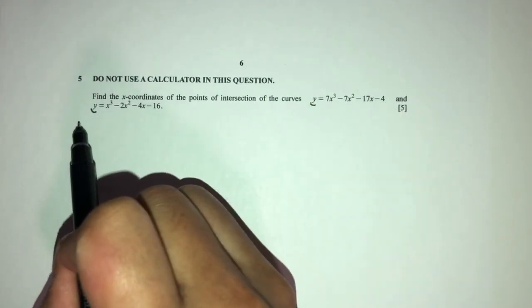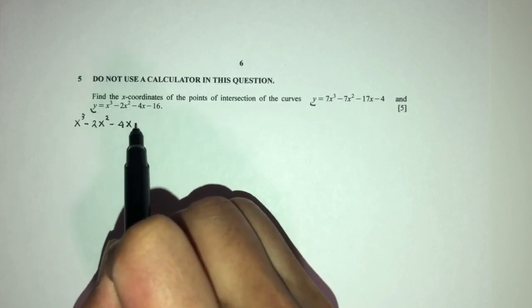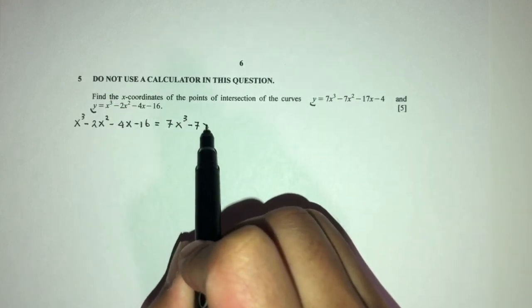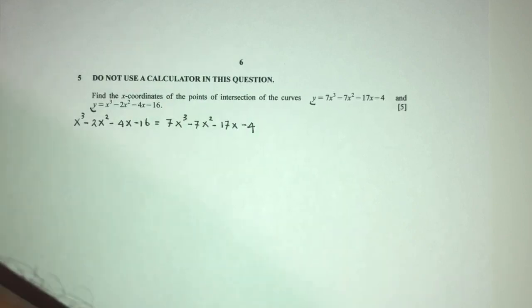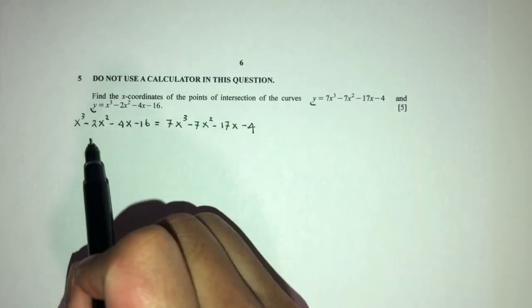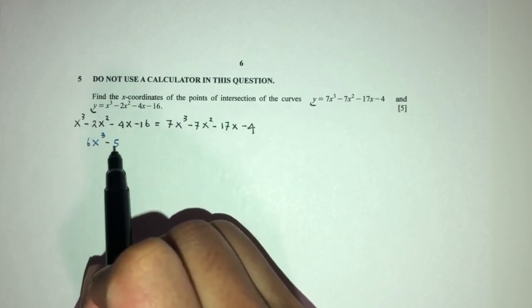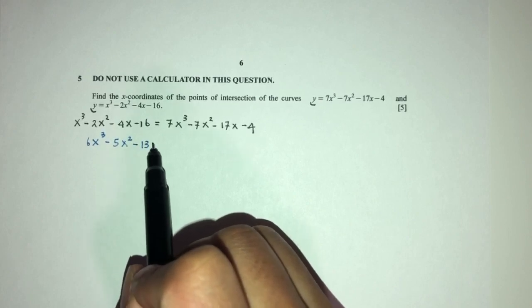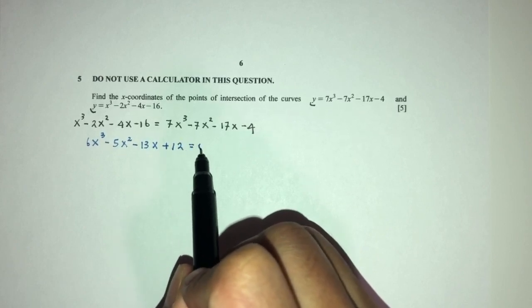So here we have y and y. Let's replace. So on one side I will have x cubed minus 2x squared minus 4x minus 16 is equal to 7x cubed minus 7x squared minus 17x minus 4. Now let's send everything to one side. You will have 7 minus this will become 6x cubed, minus 7 plus this become minus 5x squared, minus 17 plus 4 become minus 13x, minus 4 plus this will become plus 12 and then equal to 0.